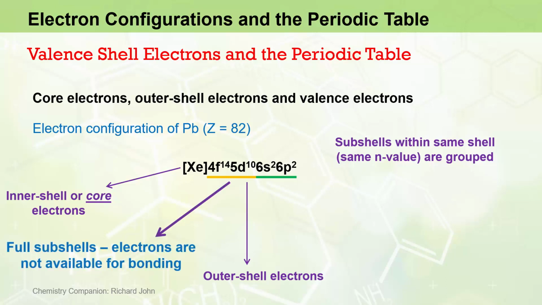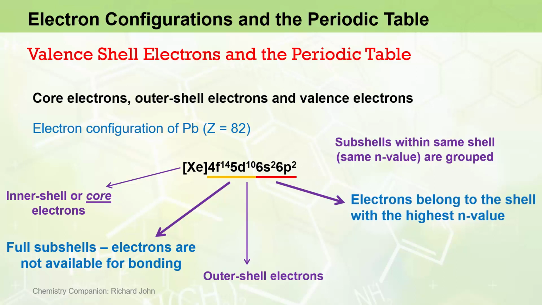So these electrons are not available for bonding. The electrons in this part of the outer shell configuration belong to the shell with the highest n value, in this case n equals 6 for the lead atom. These are the electrons that are available for bonding. These are the valence electrons, the subset of the outer shell electrons that belong to the highest n value.